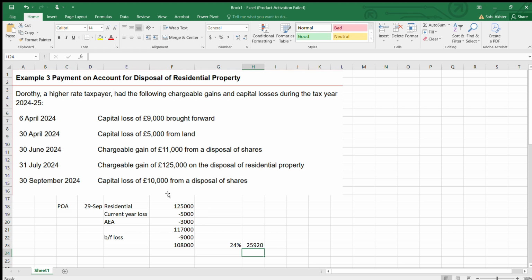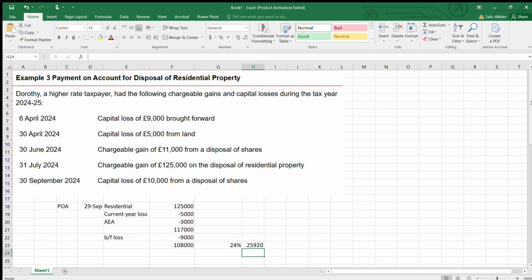Now you have made a loss. If you see 30th September, capital loss of 10,000 from disposal of shares. The last item. But see, this loss was after you have disposed of your residential property. Therefore, this is ignored. Okay. So now you have to calculate your CGT on 31st Jan 2026 as this.